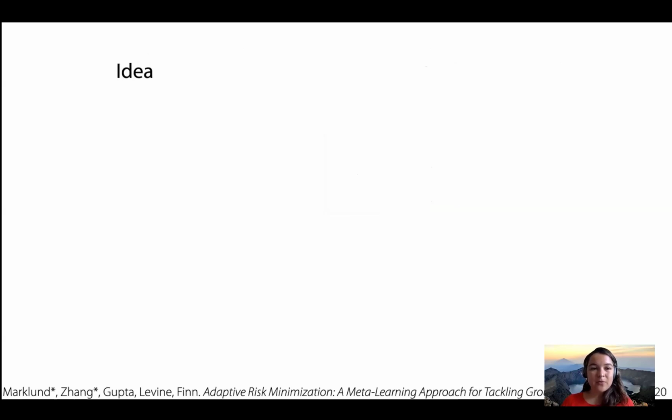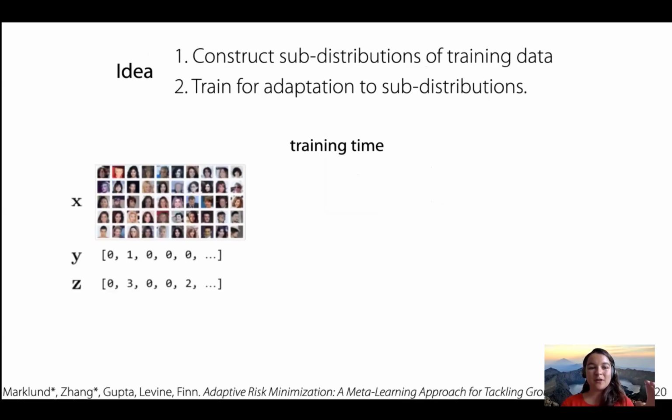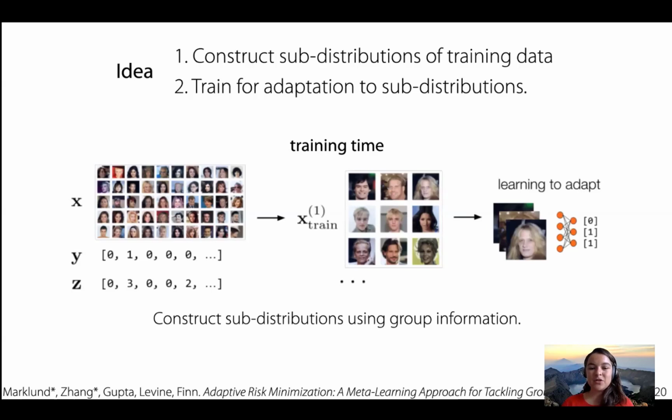And then the algorithm that we'll use will first construct sub-distributions of the training data and then train for adaptation to those sub-distributions. So the way this will work is at training time, we'll have all of our images, their corresponding labels, as well as their corresponding groups. We'll construct many different distributions from the group data such that we can sample a sub-distribution and then adapt to that sub-distribution. Each of these sub-distributions will be constructed using group information. Depending on the application, we'll construct things in a slightly different way. We may construct a uniform distribution over different proportions of groups, or we may have a sub-distribution correspond to a group itself.